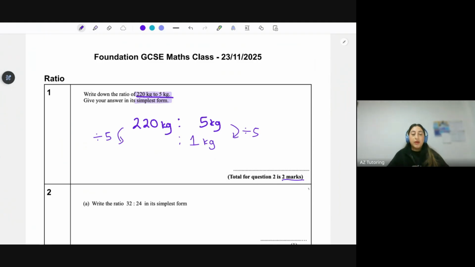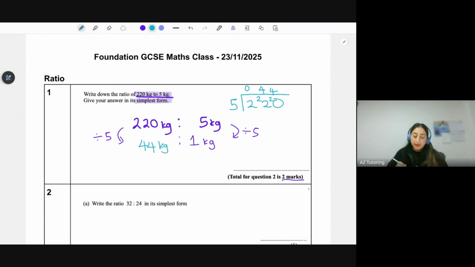220 divided by 5. If you have a calculator, if it's in the calculator paper, you can just use your calculator. However, if it's not a calculator paper, then you need to show your working out. So I'm just going to quickly do the bus stop method. 5 cannot go into 2, therefore I'm going to write 0 and carry the 2 over. 5 goes into 22 4 times, and the remainder is 2 because 5 times 4 is 20. 20 plus 2 is 22, so the remainder is 2. 5 goes into 20 4 times. There's no extra remainders, therefore 220 divided by 5 is just 44 kg.